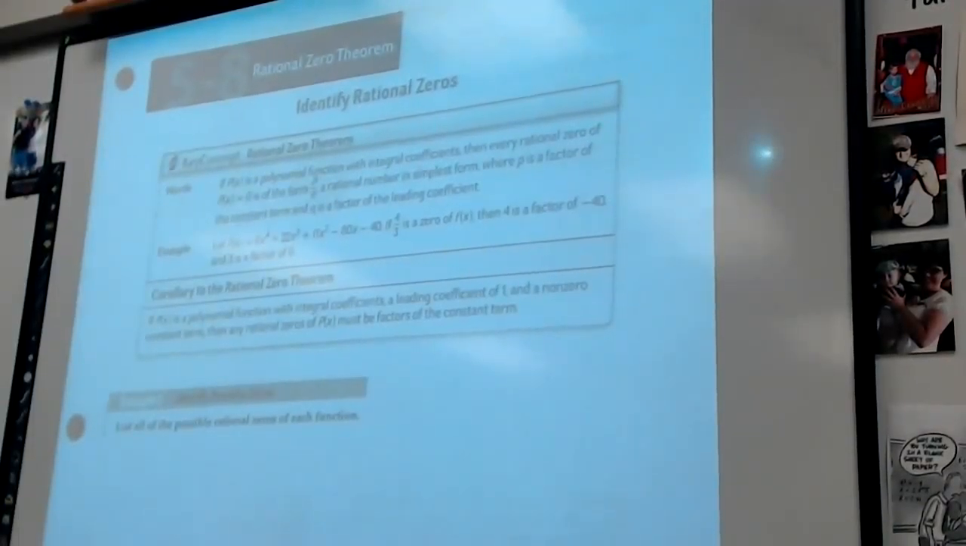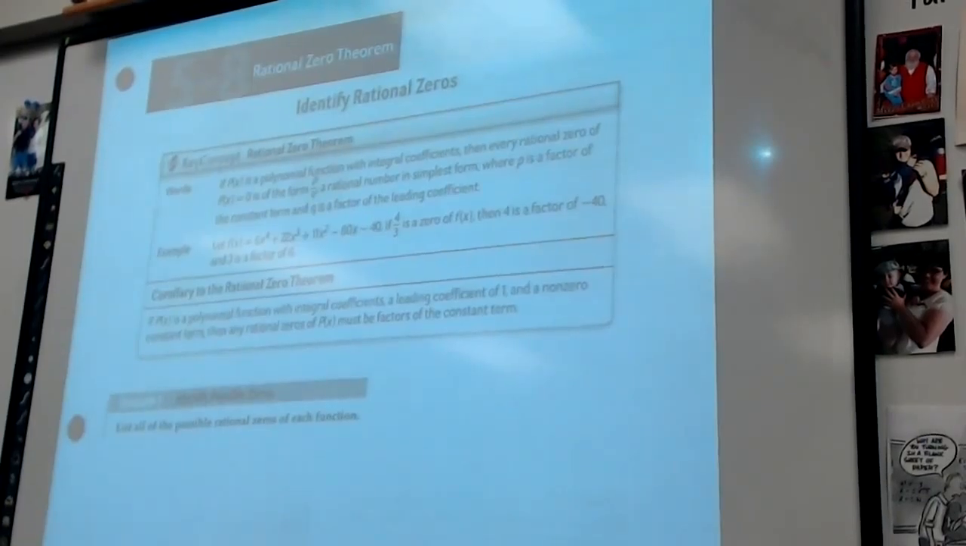Okay, so in 5-8, we're going to learn about another theorem. What this will do is give us another strategy for solving or finding zeros. We've already talked about Descartes' rule of signs. That'll narrow it down, but then this will help narrow it down even more.